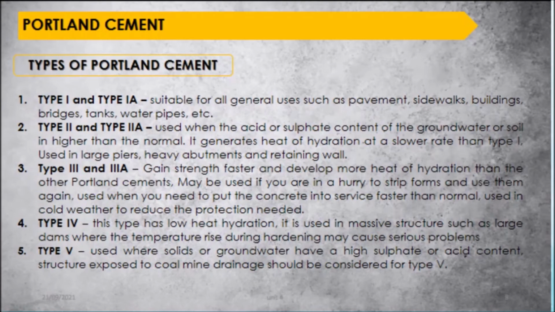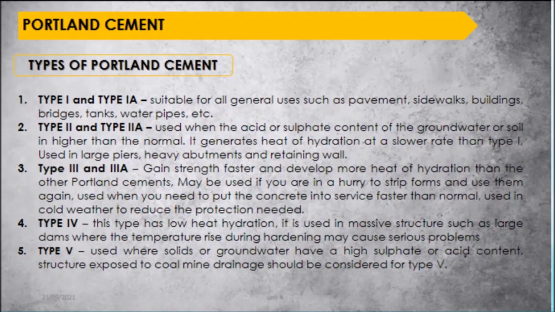For type 3A, these gain strength faster and develop more heat of hydration than the other Portland cements. Using this type of cement, you can immediately strip the forms and use them again. Also, you can use this cement when you need to put the concrete into service faster than normal. In addition, you can also use this in cold weather to reduce the protection needed.